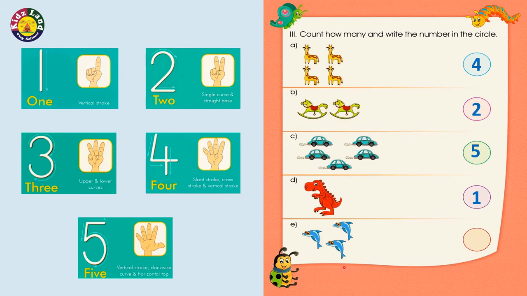Next picture. What is the picture? It is the dolphins. D-O-L-P-H-I-N, dolphin. How many dolphins are there? 1 dolphin, 2 dolphins, 3 dolphins. How many dolphins are there? There are 3. Now write the number 3 in the circle.